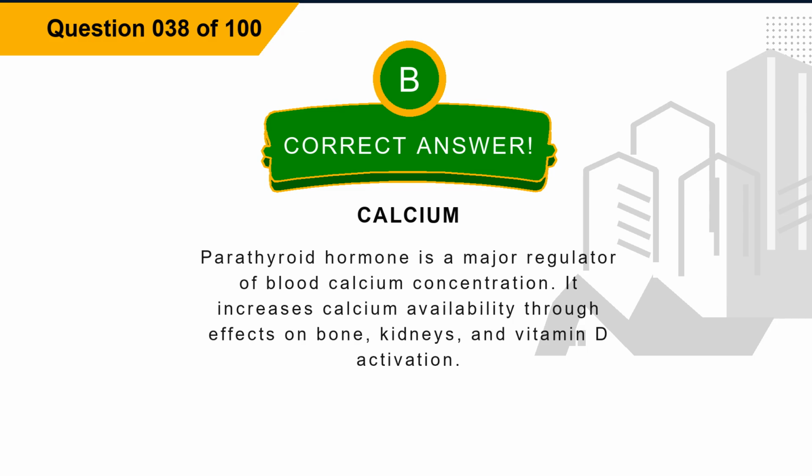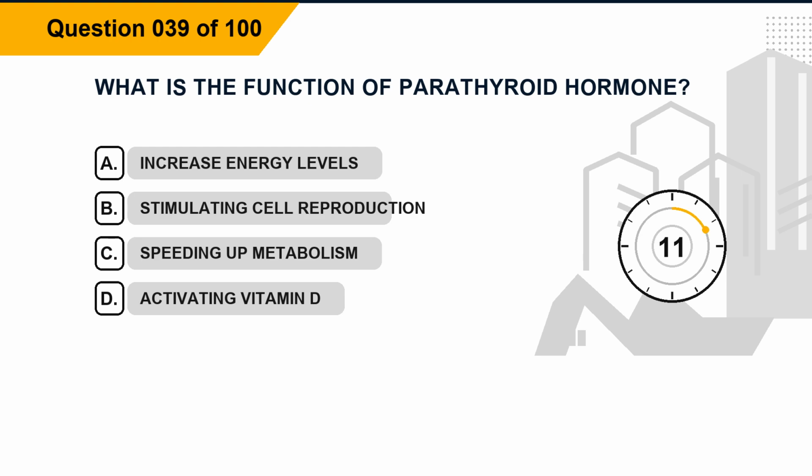Explanation: parathyroid hormone is a major regulator of blood calcium concentration. It increases calcium availability through effects on bone, kidneys, and vitamin D activation. Question 39. What is the function of parathyroid hormone?